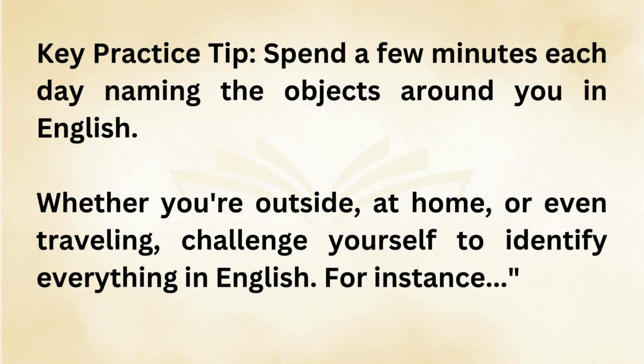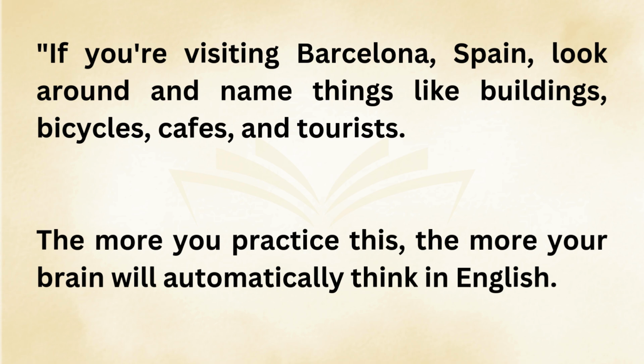Key practice. Tip: spend a few minutes each day naming the objects around you in English. Whether you're outside, at home, or even traveling, challenge yourself to identify everything in English. For instance, if you're visiting Barcelona, Spain, look around and name things like buildings, bicycles, cafes, and tourists. The more you practice this, the more your brain will automatically think in English.